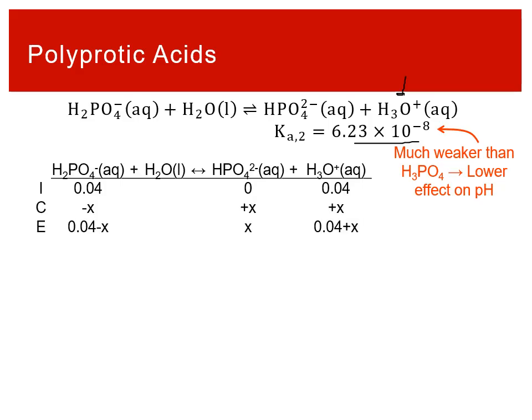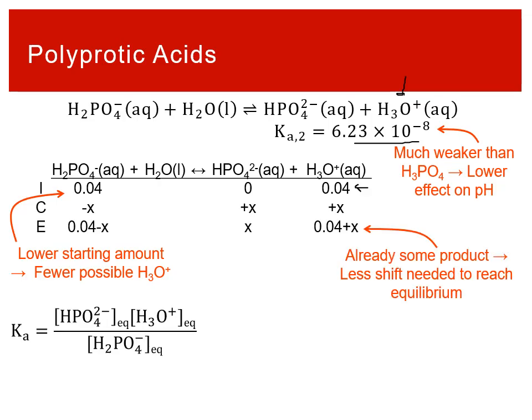When we go to set up the ice table, one of the other things we can note is that the initial concentration of hydroniums is not 0. It is 0.04. There is already some hydroniums that have been created due to the initial deprotonation of my H3PO4 molecules. You'll also note I have a lower starting amount of my acid here. So that means it's a lower concentration, there's fewer possible H3O+ to make. There's already some product, so the shift to reach equilibrium will not be as strong. It won't be as big of a shift.